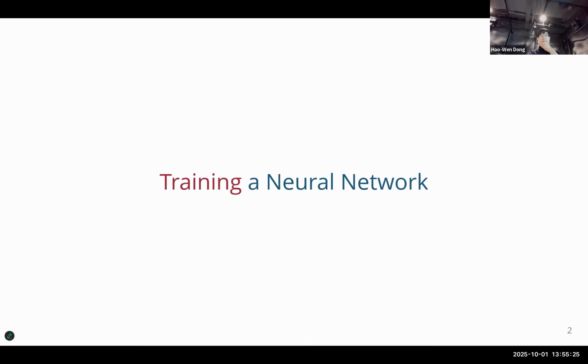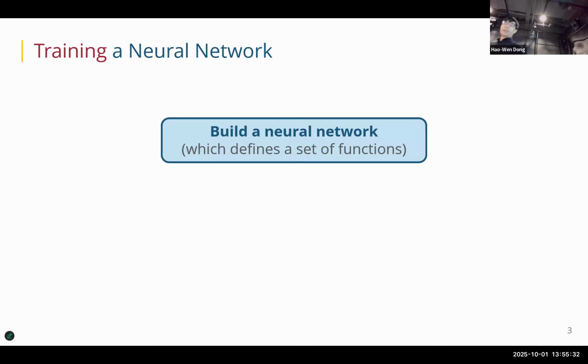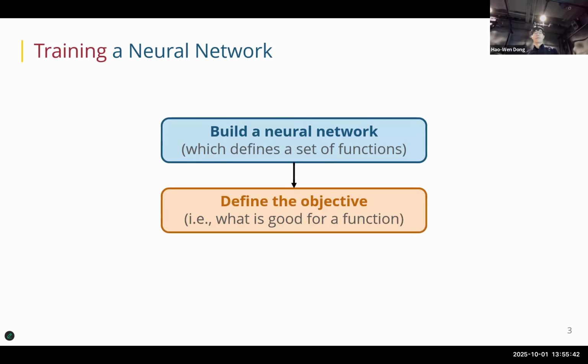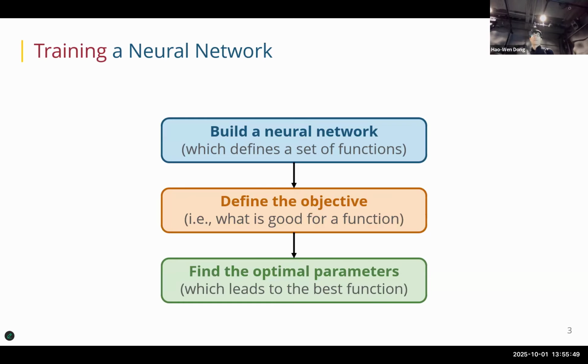Yeah, as we talked about, training a neural network has basically three steps. First, you build a neural network, which defines a set of functions. A neural network is a big set of functions parameterized by weights and biases. Your goal is to first define the objective, what is good for the function, and then find the optimal parameters. You want to find the best weights and biases, which lead to the best function defined by the objective.